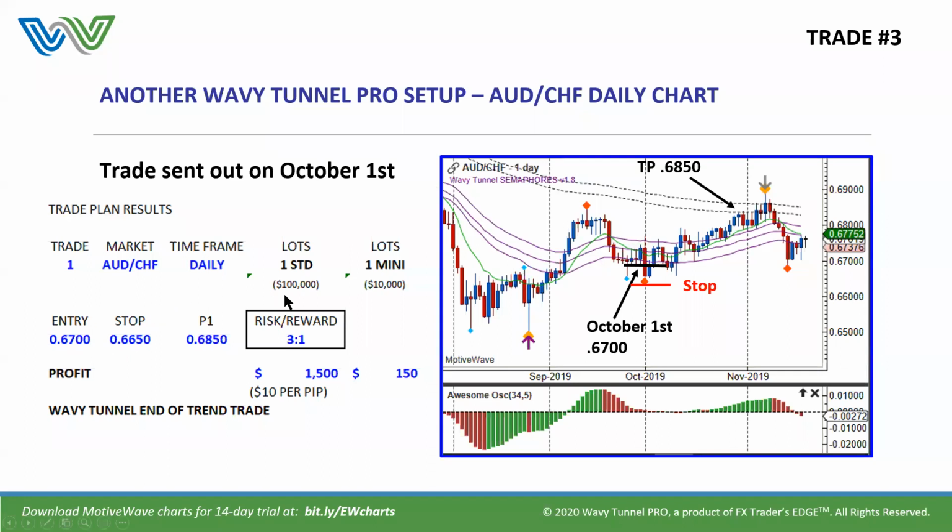Based on one standard lot position or one mini lot, it really doesn't matter. Risk reward is 3-to-1. The profit on one standard lot is $1,500. On one mini lot is $150.